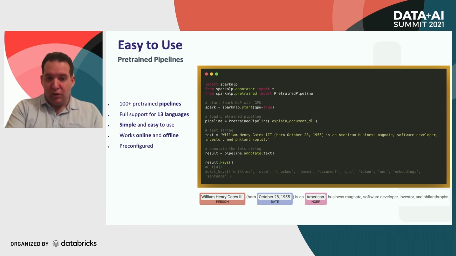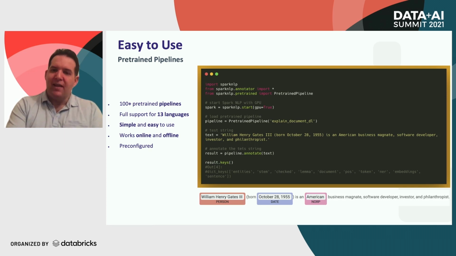In this code, what we want to do is just run a pre-trained named entity recognition. So we import Spark NLP, we import the annotators, we import the pre-trained pipeline. We call Spark NLP.start, and GPU equals true is all you need to ask for the GPU build and the GPU optimizations if you are running on GPU. The next thing we do, and that's really a one-liner, we load the pre-trained pipeline. So pipeline equals PretrainedPipeline explain document DL.